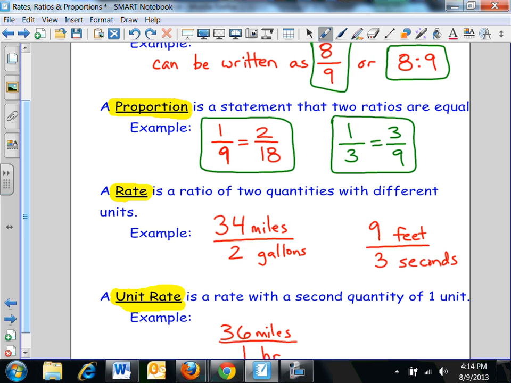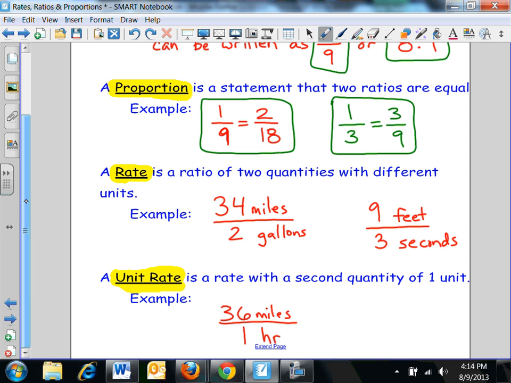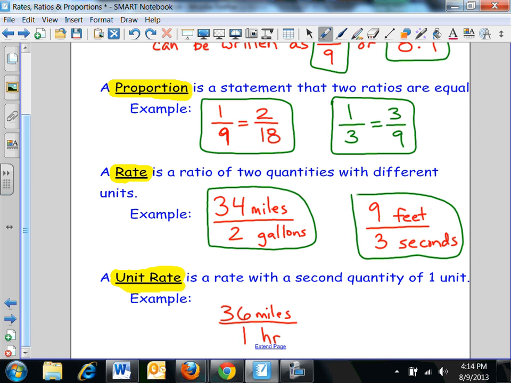Okay. The third one is a rate, and that is a ratio of two quantities with different units. So here we have 34 miles over 2 gallons. And then over here we have 9 feet over 3 seconds. Notice that miles and gallons are different measurements. Feet and seconds are different measurements.